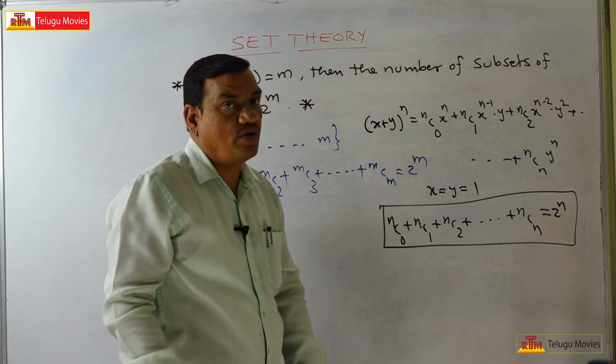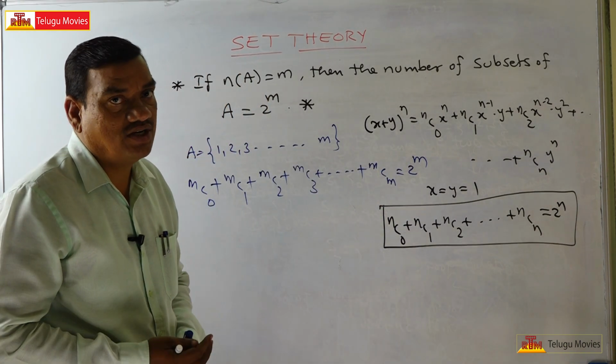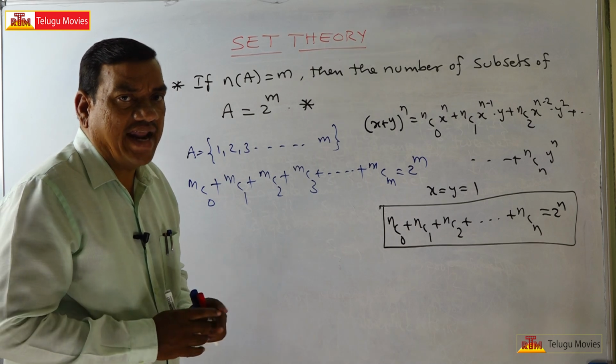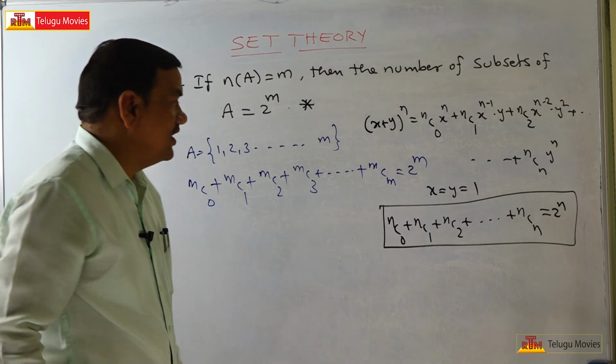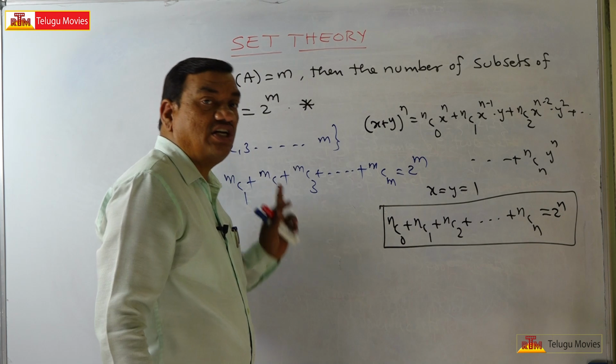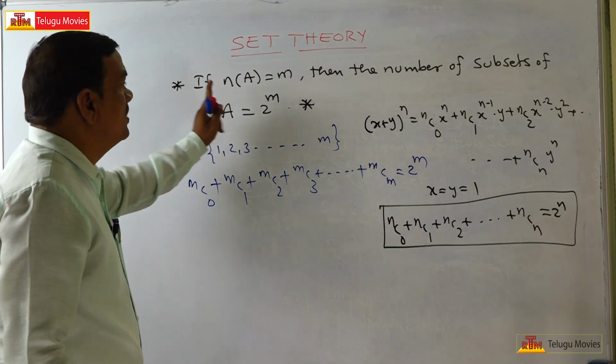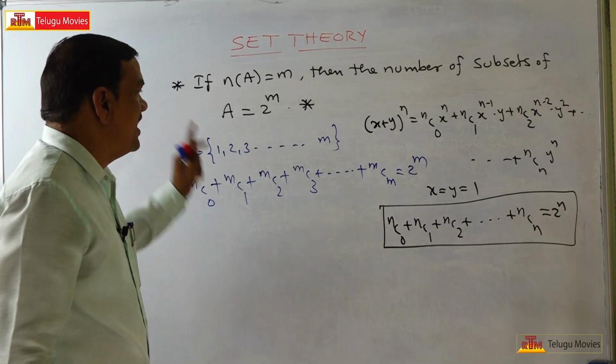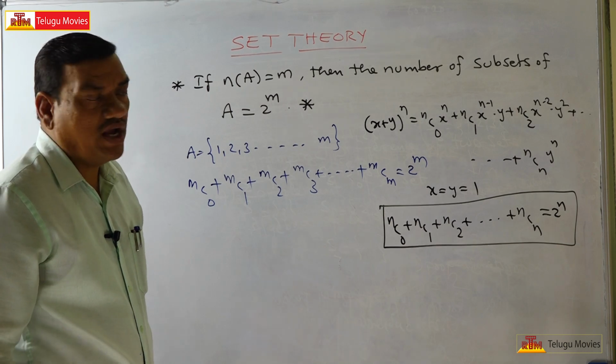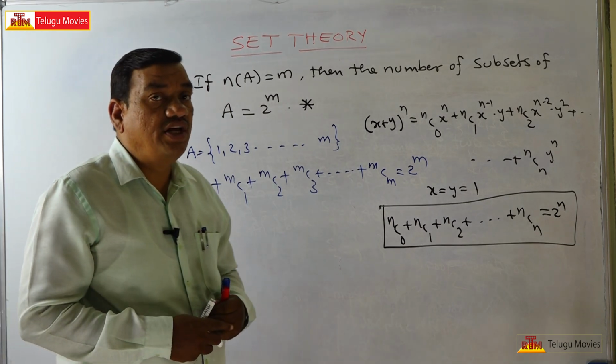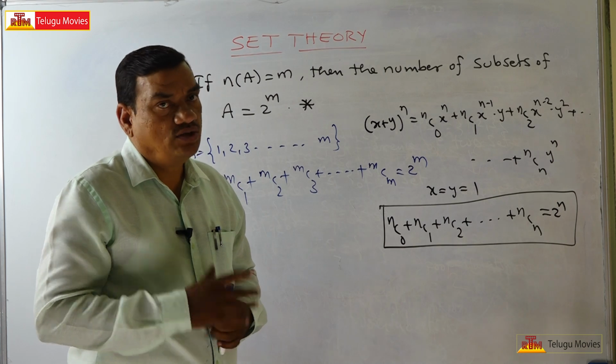It means all the elements you are taking are only combinations, no permutations. Here there is no need for any arrangements, just a selection, that's all. Understand this derivation? This is the derivation for the number of subsets of the set A being 2 power m. From this we are going to derive two more formulas. So let us see that.